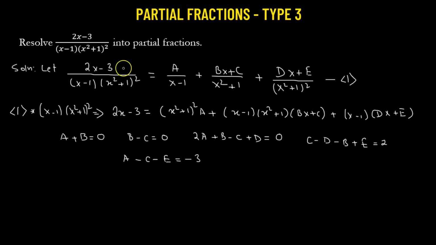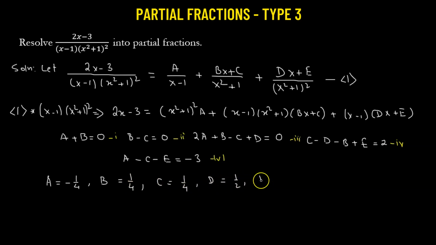Now clearly we have 5 unknowns and 5 equations. So let's label these as Roman 1, 2, 3, 4, and 5. Using any standard method, we can solve 1, 2, 3, 4, 5 to obtain the values of A, B, C, D, and E. Let me state those values, leaving this as an exercise for you to try out. The value of A comes out to be negative 1 over 4. The value of B is 1 over 4. The value of C is 1 over 4. The value of D is half. And the value of E is positive 5 over 2.